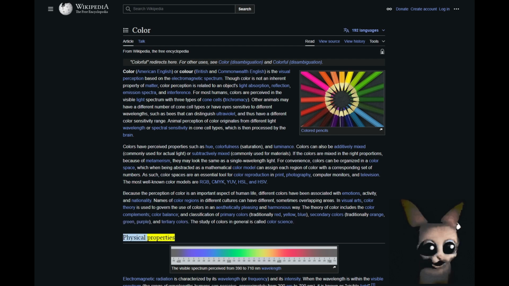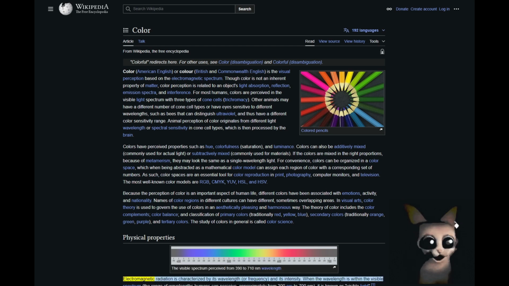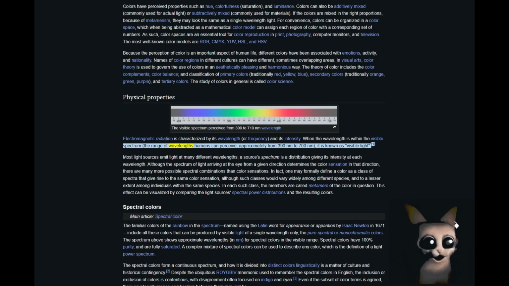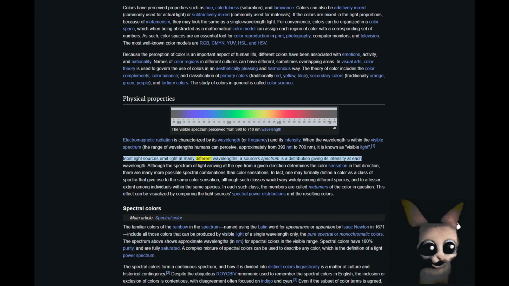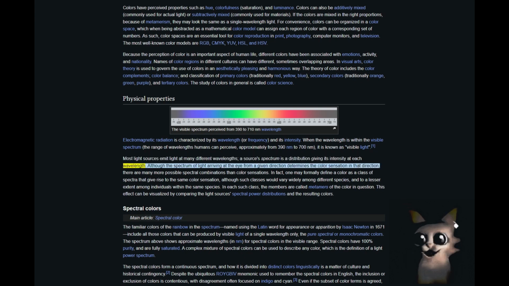Physical properties. The visible spectrum perceived from 390 to 710 nanometers wavelength. Electromagnetic radiation is characterized by its wavelength, or frequency, and its intensity. When the wavelength is within the visible spectrum, the range of wavelengths humans can perceive, approximately from 390 nanometers to 700 nanometers, it is known as visible light. 1. Most light sources emit light at many different wavelengths. A source's spectrum is a distribution giving its intensity at each wavelength.